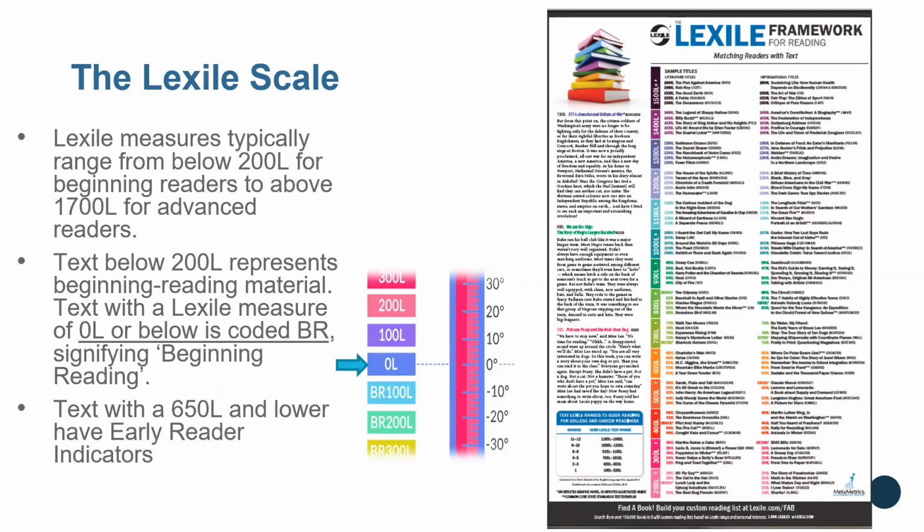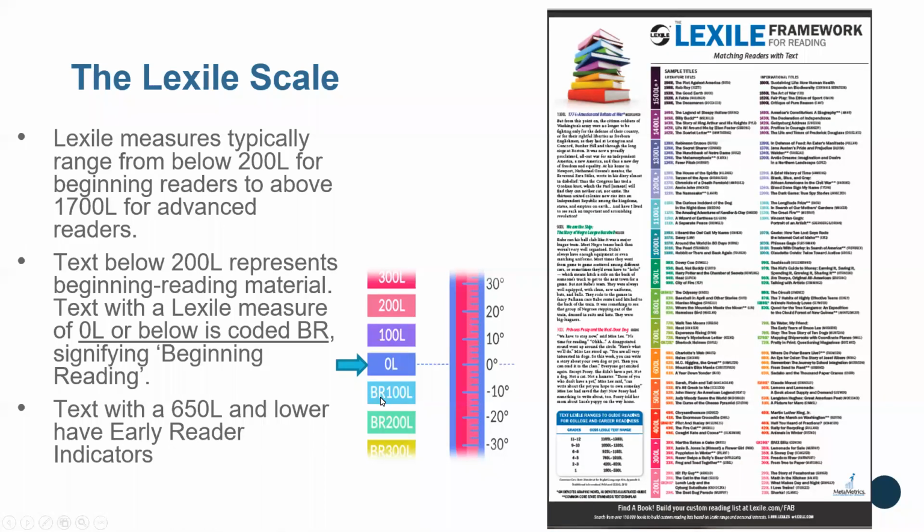In our scale, text below that 200L represents the beginning reading materials, if you will. But our research took us below 0L. Any text that has a measure of 0L or below will have a code of BR in front of it, as you see here. And just like we think of 0 degrees on a thermometer, the further away you get from 0 in the negative realm, the colder things are going to be. Same thing here. This BR, we would never talk to a parent about their child being at a negative 100L Lexile measure.